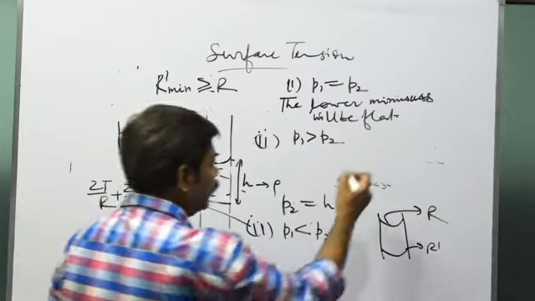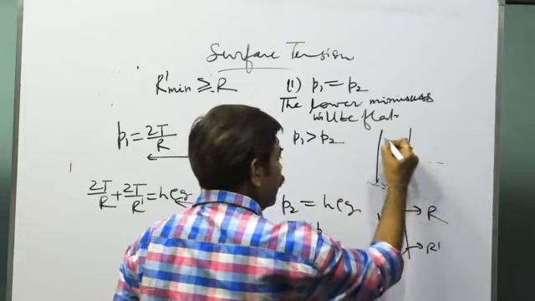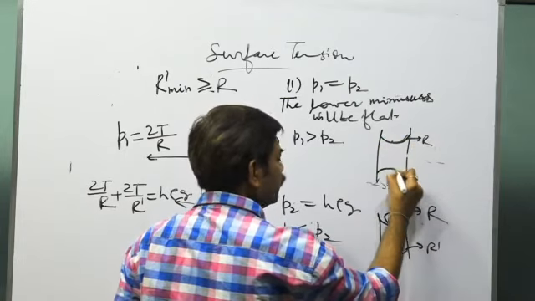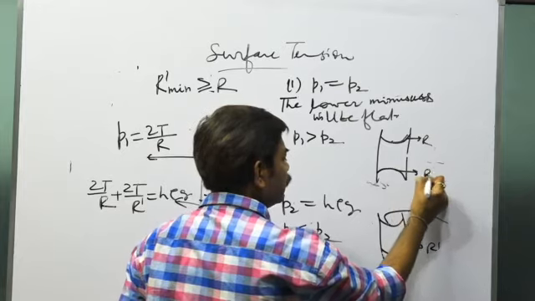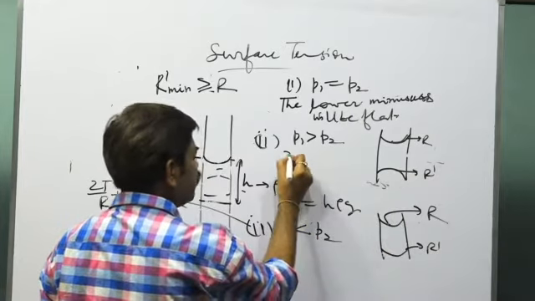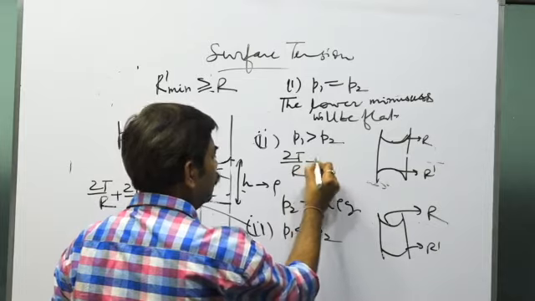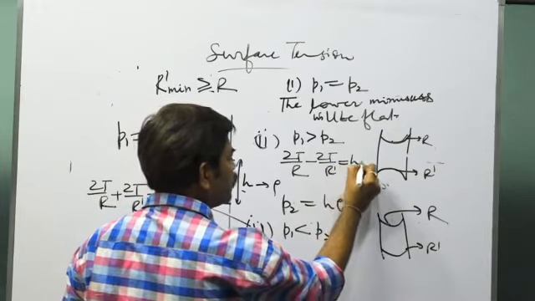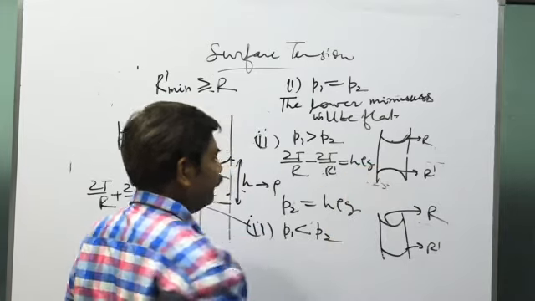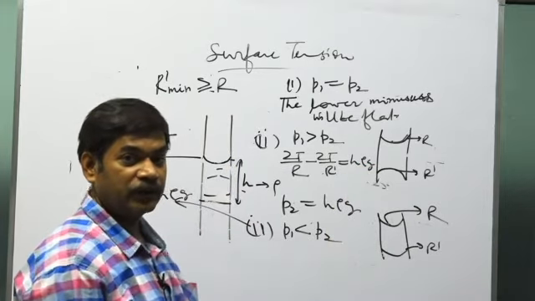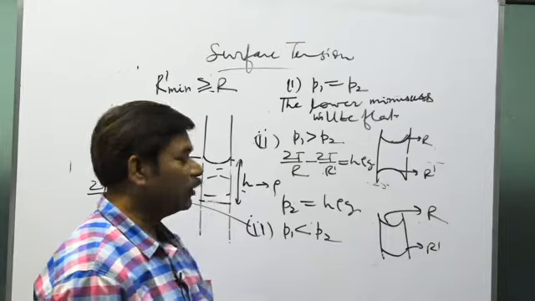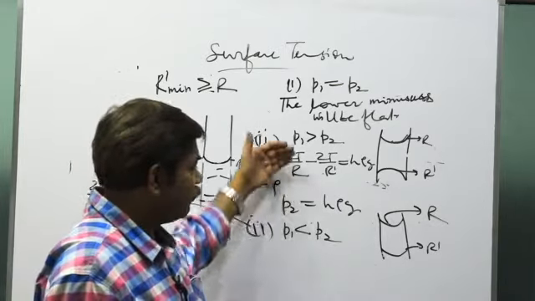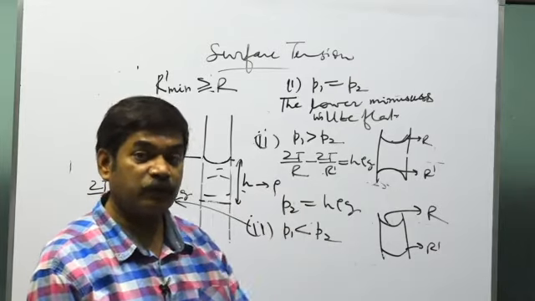So what will happen? Now the figure will become like this. See, upper meniscus, radius capital R, lower meniscus will be concave downwards and its radius is R dash. So the equation will become 2T by R minus 2T by R dash, that will be equal to H rho G. And you can get the value of R dash from this equation. So these are the three kinds of questions that are made from that concept of 2T by R.